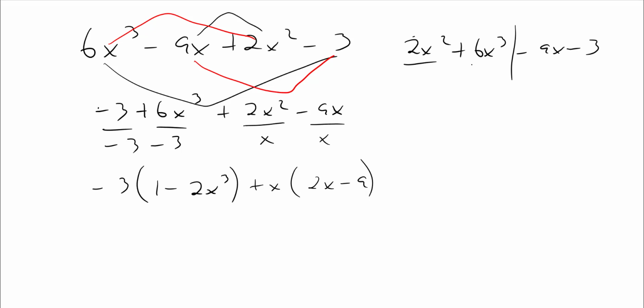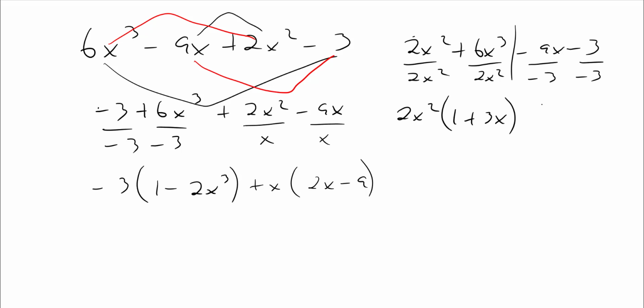So I factor a 2x squared out, and so I get 2x squared, and I get 1 plus 3x. And here I want to factor out a negative, right? So I'm going to factor out a negative, basically negative 3. So I get negative 3, and then I get 3x plus 1.